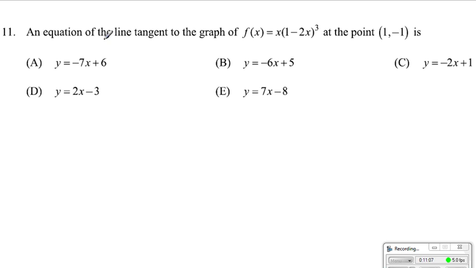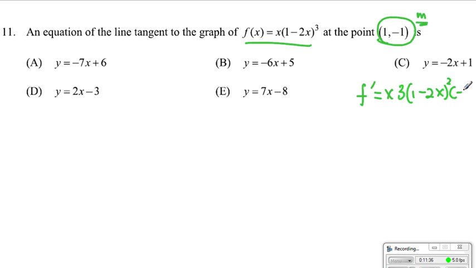Alright, so here we have the equation of the line tangent to this curve. We do have the point already, so all we need is the slope. How are we going to get it? Find the derivative from here. So here it goes. F prime is equal to x times the derivative of 1 minus 2x to the third power, which becomes 3 times 1 minus 2x to the second power times the derivative of the inside, which is negative 2, plus 1 minus 2x to the third power. And the derivative of x becomes simply 1.